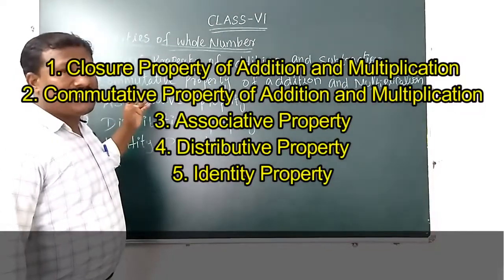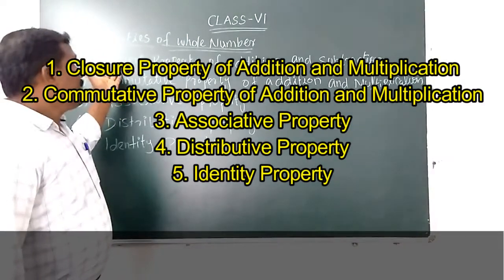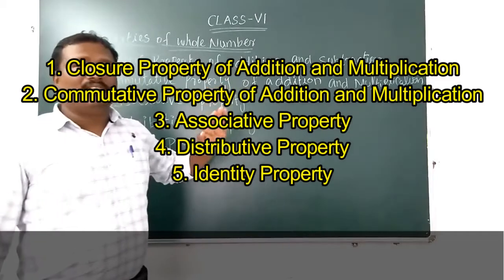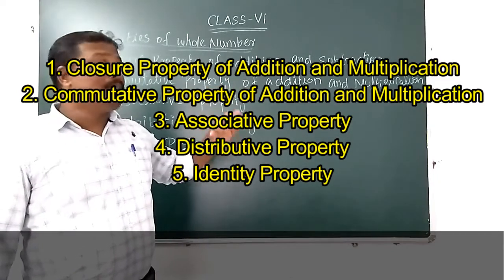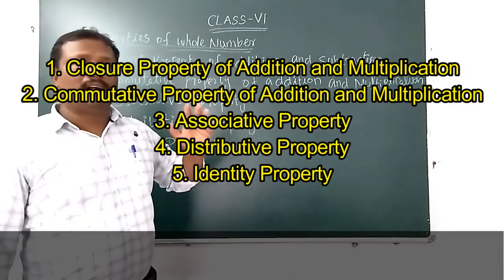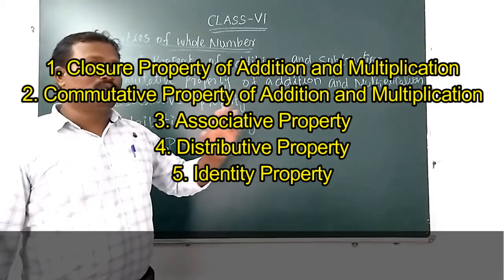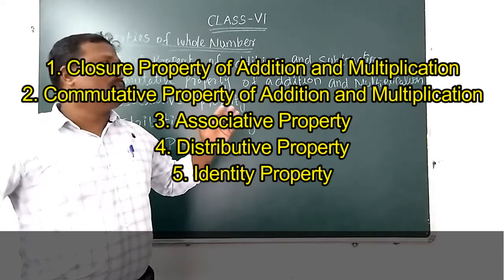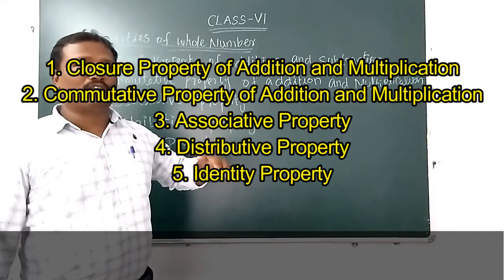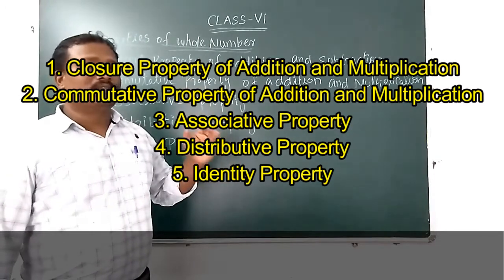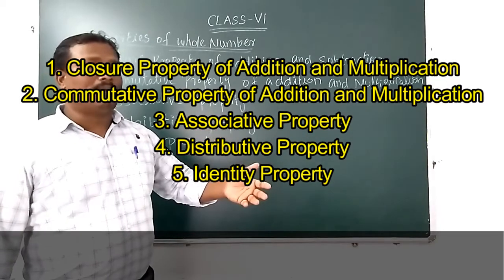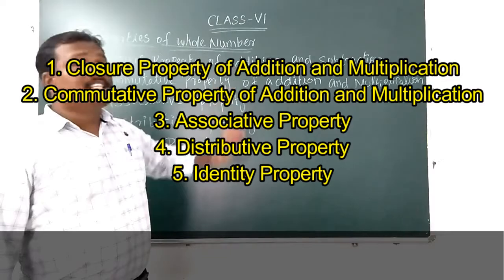So we have five types of properties. First property, the closure property of addition and subtraction. When we are doing addition and subtraction, the closure property says some things. If you do addition, it's no problem. When we do multiplication, it is supported. But if you do subtraction and division, you have some problems. So it tells this property.